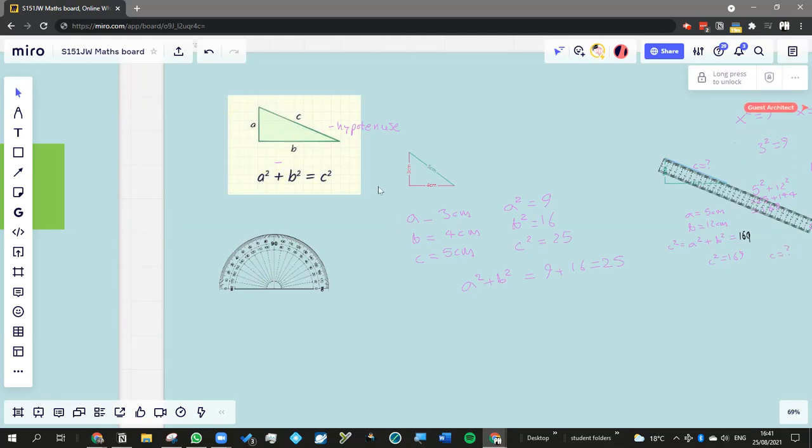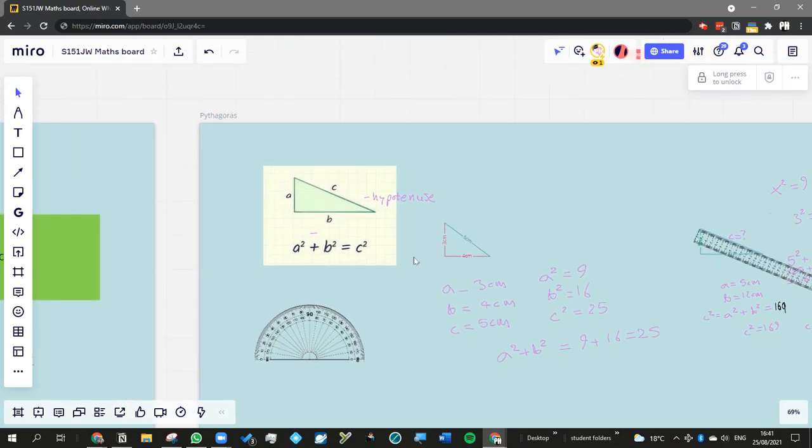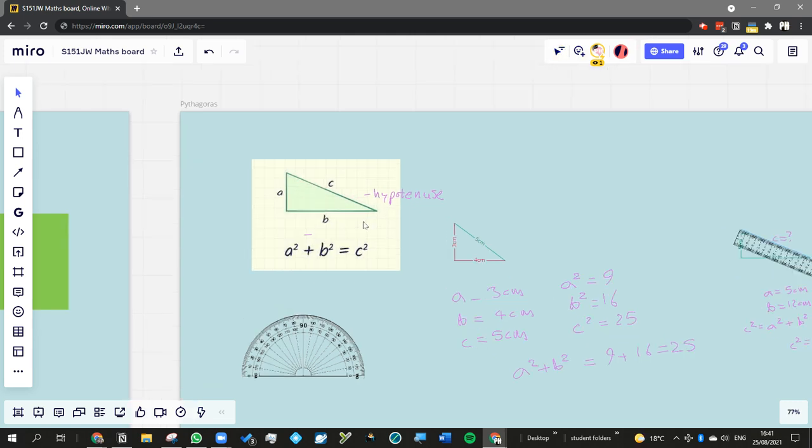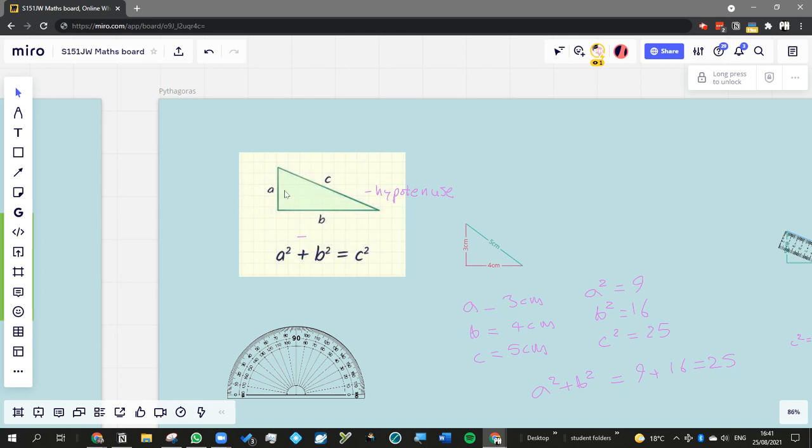So, Pythagoras' theorem is a little theorem that you can use to calculate the missing length of a right angle triangle. If you have a right angle triangle and you have two of the lengths, the remaining one you can work out using this formula. You can get A and B the other way around.